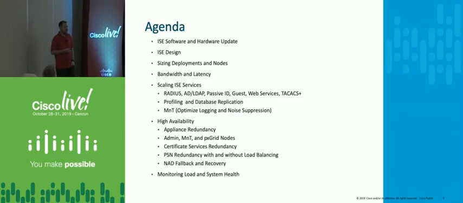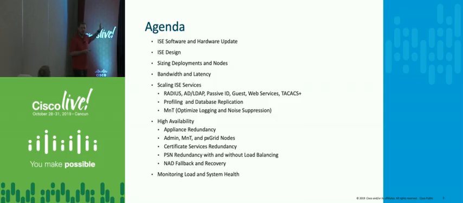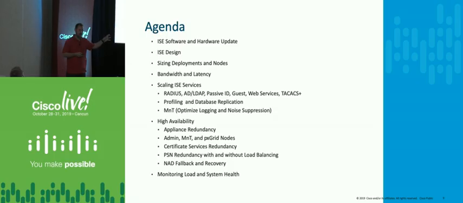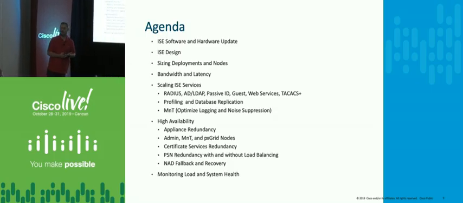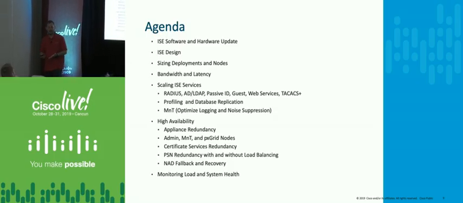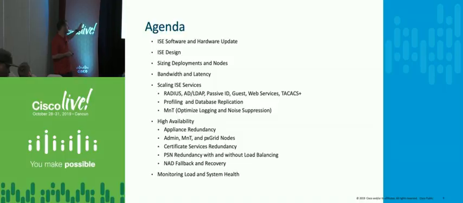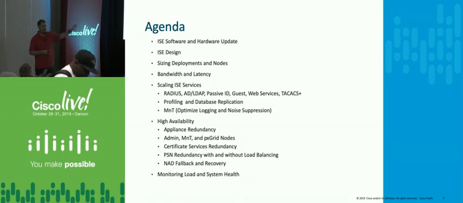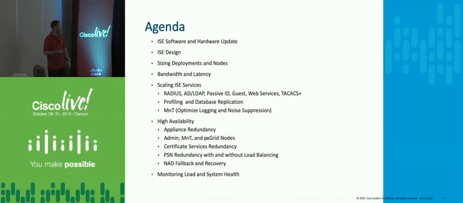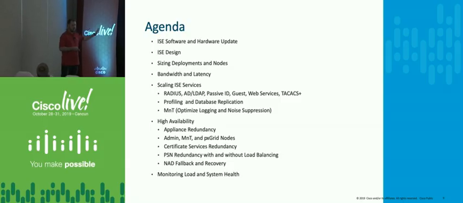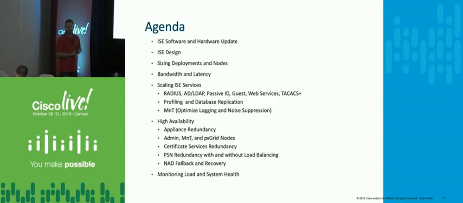From an agenda point of view, we're going to start off just going a quick update on software and hardware, kind of the latest and greatest with 2.6 and the 3600 appliances. Then we're going to get into some ISE design, sizing and deployments, bandwidth and latency. We'll get into how to scale individual services, and then close it out with some high availability and monitoring.